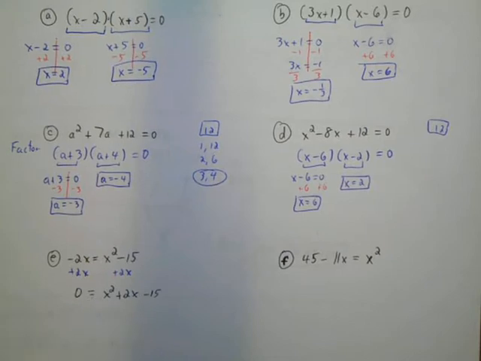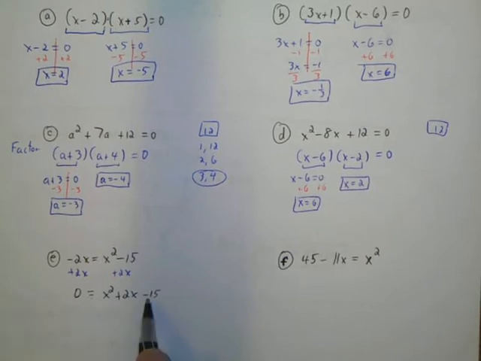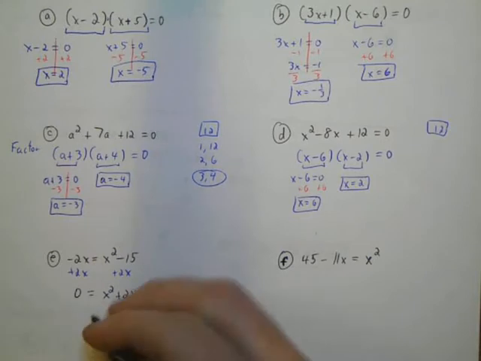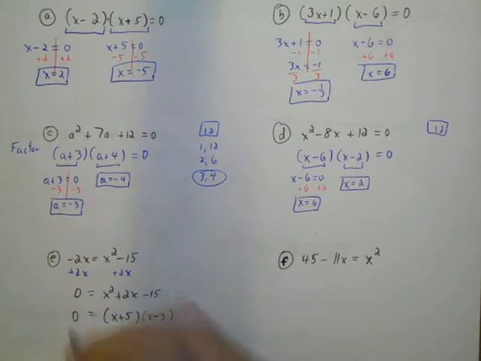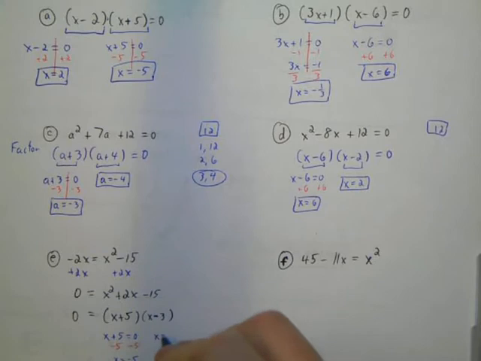I just have to think what multiplies to be -15 and adds to be 2. And I think that's going to be x plus 5 and x minus 3. One's positive, one's negative, gets us a -15. When I add 5 and -3, I get +2. So we're going to set x plus 5 equal to 0, which means x equals -5 after I subtract 5 from both sides. And then the other one is just going to be x equals +3.